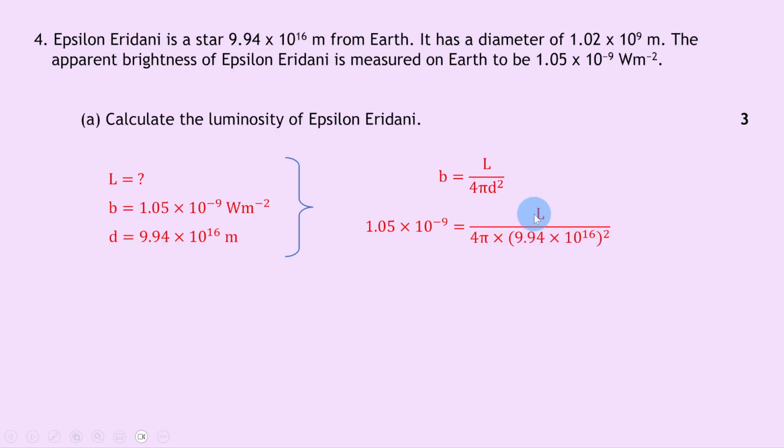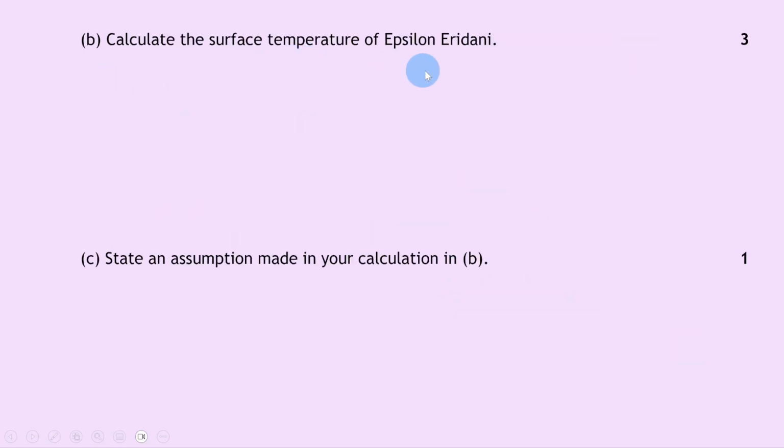And then to get L on its own, we can multiply the 1.05 times 10 to the minus 9 by this denominator here. And if you do that in your calculator, remembering to square this term, you should get an answer for luminosity of L equals 1.30 times 10 to the 26 watts. Part B says to calculate the surface temperature of Epsilon Eridani, and again there's 3 marks available here.